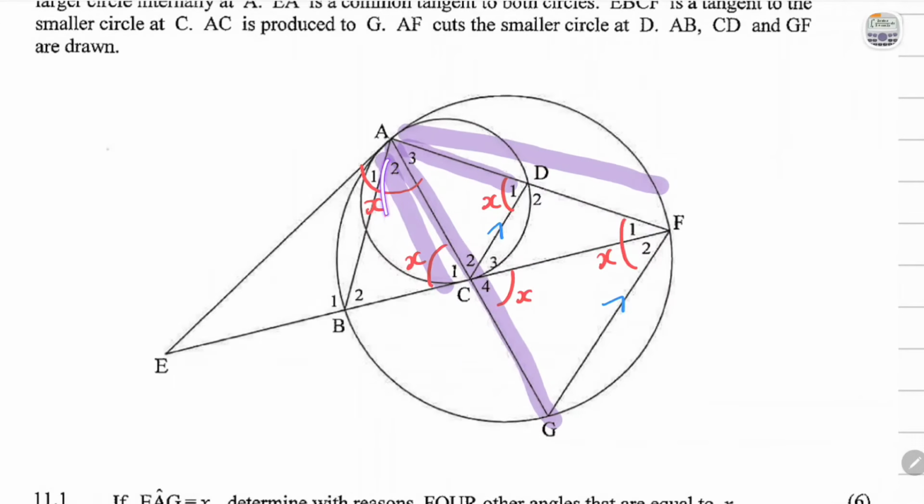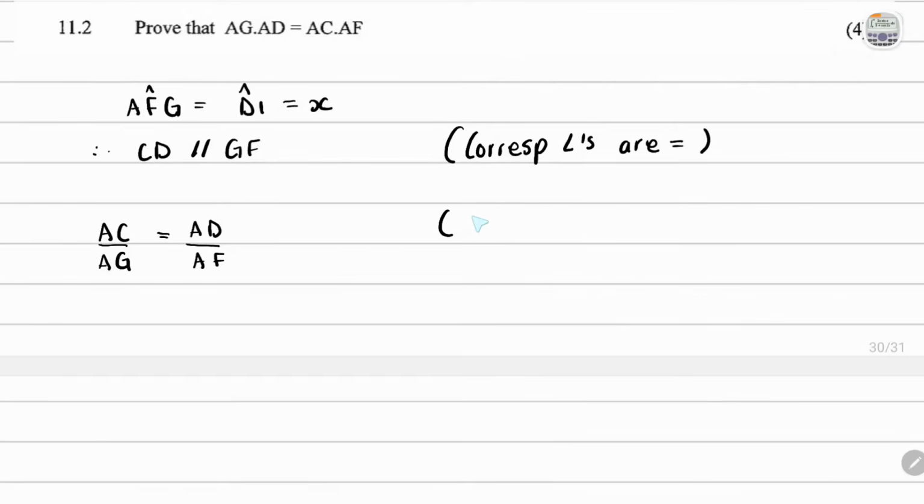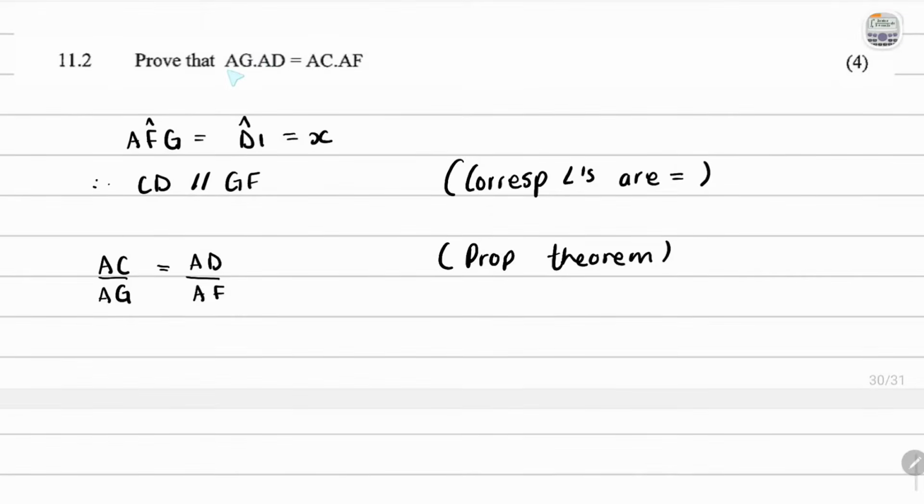So we're going to take AC over AG, and we'll say that is equal to AD over AF, and it's because of the proportionality theorem. And then we can just tell them this is because of the proportionality theorem or prop theorem. Okay, now we just have to make it look like that.